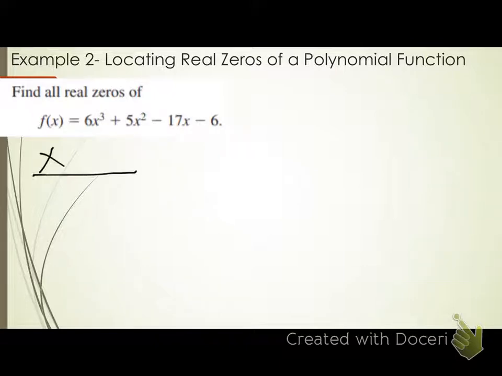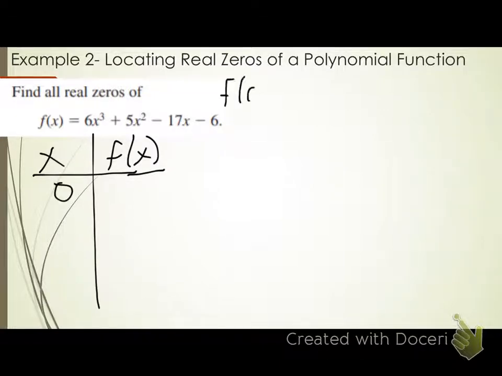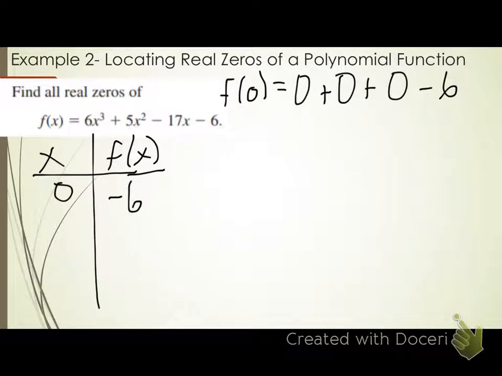So I have an x column and an f of x. Remember, we treat f of x just like y. So I'm just going to start with the number 0. If I plug in 0, the first term is going to give me a 0. Second term is going to give me a 0. Third term is going to give me a 0. And then I have minus 6. So if I plug 0 in, I get negative 6. So there's a negative value.